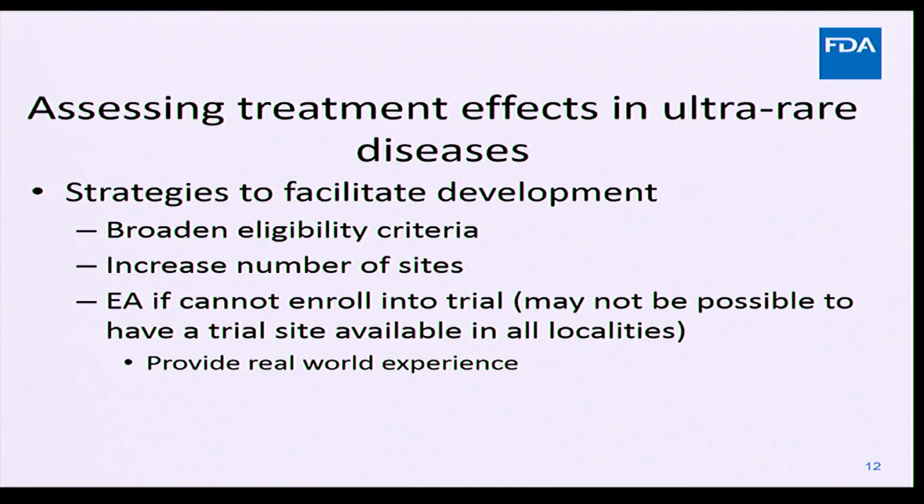Gwen talked a little bit about this, but the strategies to assess treatment effects in ultra-rare diseases or ultra-rare mutations in certain cancers include broadening eligibility criteria and increasing the number of sites, which may or may not be practical in all situations. In some situations, you can't enroll everywhere in the United States or the world. There may be areas of the country that are sparsely populated where it would not make a lot of sense to go for a rare disease. So expanded access might be a good way to get information about the use of your drug.